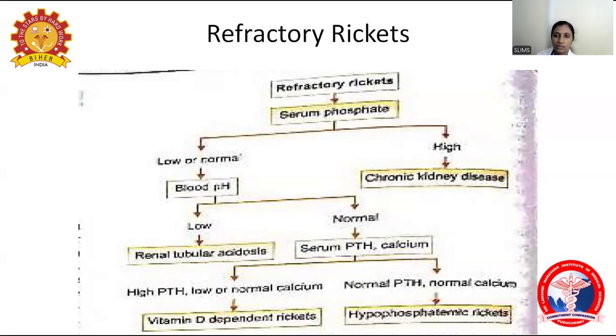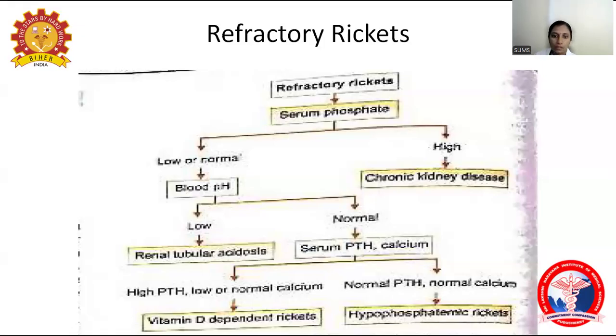If so, you can directly label it as chronic kidney disease, because phosphate excretion occurs through the kidney, so it's not happening. So it's generally a kidney problem there. If the phosphate is normal, then you will consider doing a blood pH, venous blood gas or arterial blood gas. If you get acidosis, then it is labeled as renal tubular acidosis and you manage accordingly. Now we will come to calcium and parathyroid.